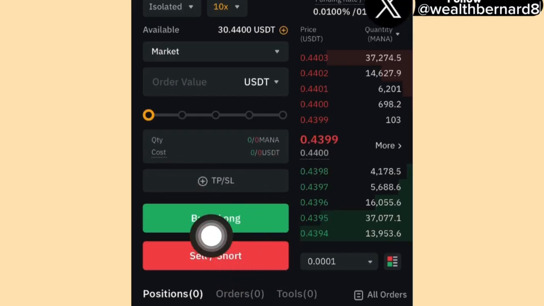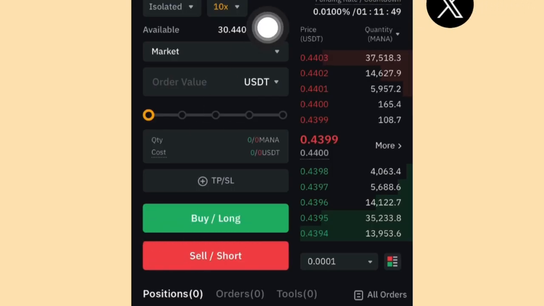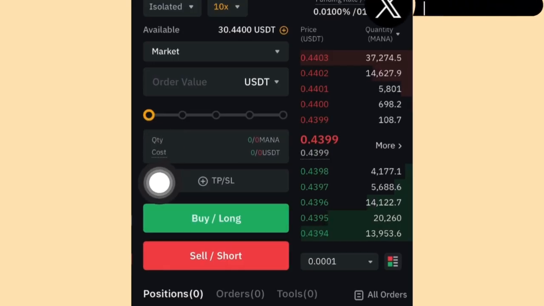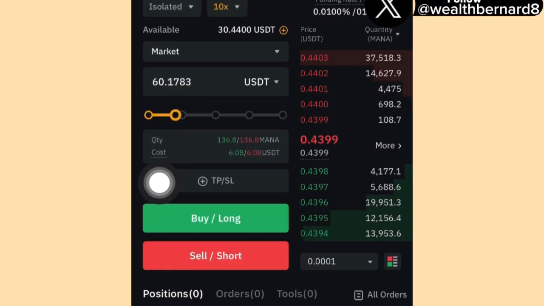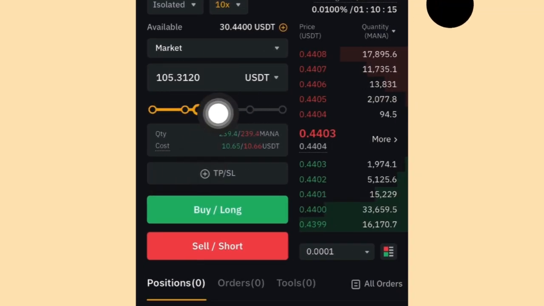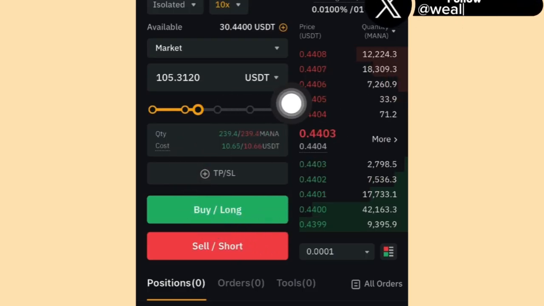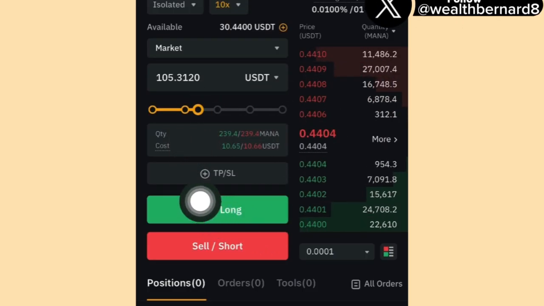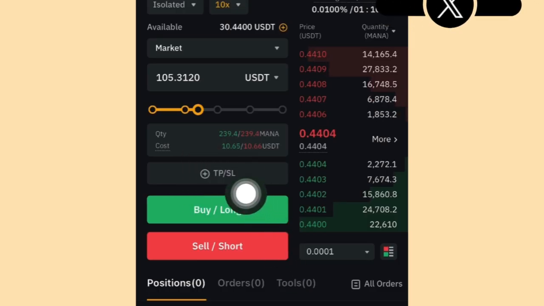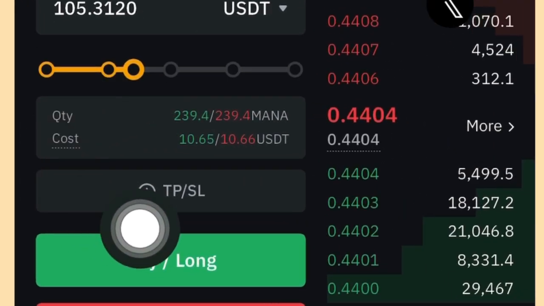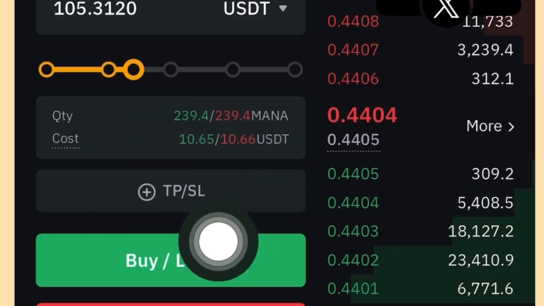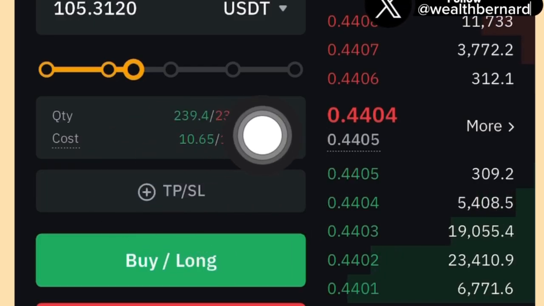What we want to do, let's say you want to trade for 10 USDT. Since you're using 10x leverage, you want to scroll this arrow to this point, and you're going to see these are 6. If I scroll it again, you're going to see we have 105.3120 USDT, and that is not what we actually want to trade on this market. However, what we want to trade is 10.65 USDT, and that is what you're seeing at the cost down below.